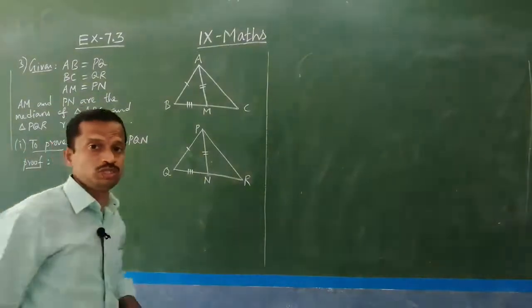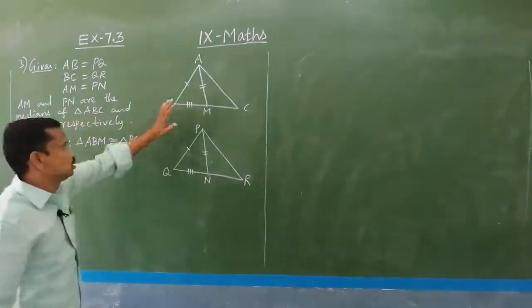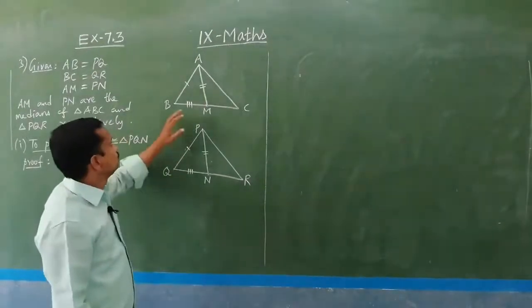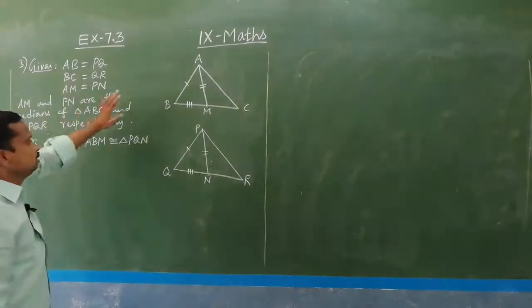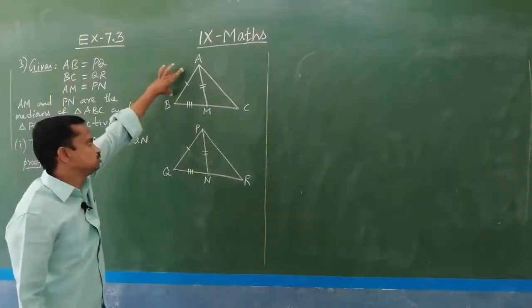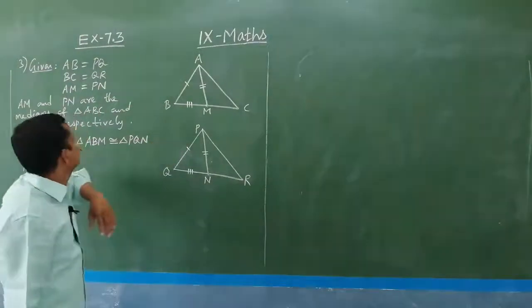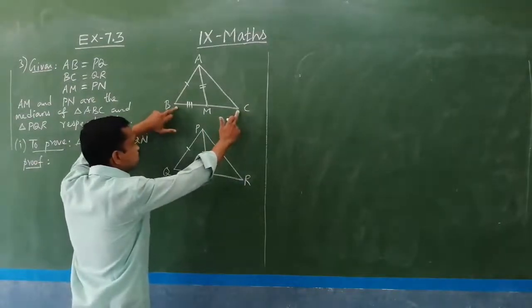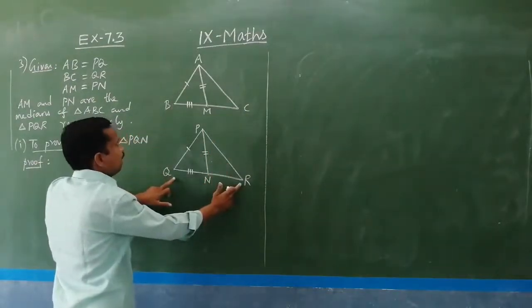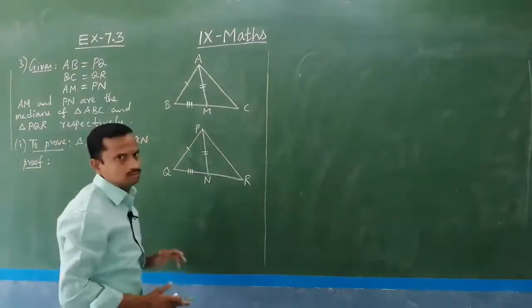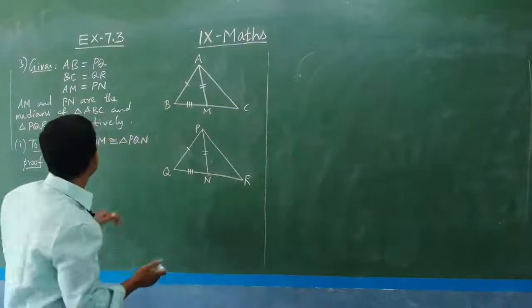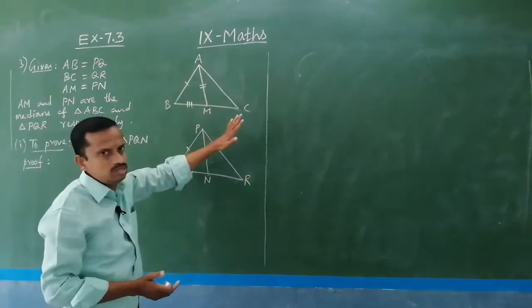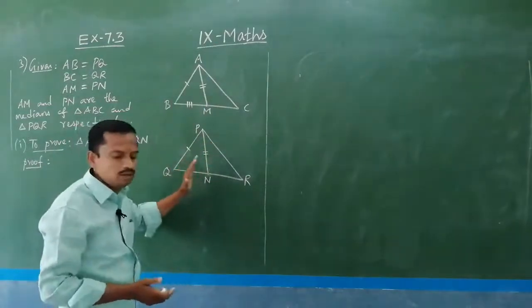And now coming to question number 3, two triangles are given, and the given thing is AB equal to PQ. AB of this triangle is equal to PQ of the other triangle. BC equal to QR. This mark represents the full side BC is equal to QR, and AM and PN are equal. What are AM and PN? It is given that they are the medians of each triangle. AM is the median of triangle ABC, PN is the median of triangle PQR.